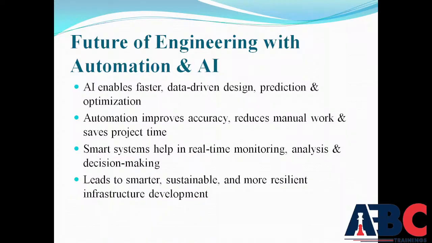Just like fewer human errors, meaning human errors are minimized, faster documentation and analysis of work, auto-updated drawings and reports, and simplified QA and QC processes, meaning quality assurance and quality control processes are very simplified. This helps engineers to focus more on creativity and problem solving rather than manual work.